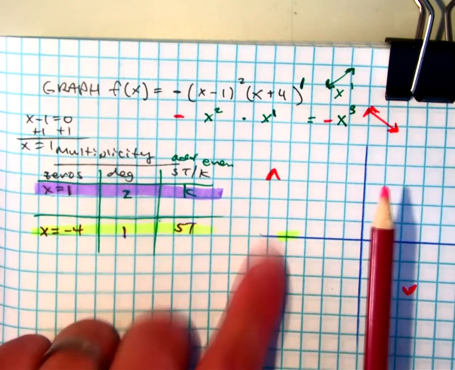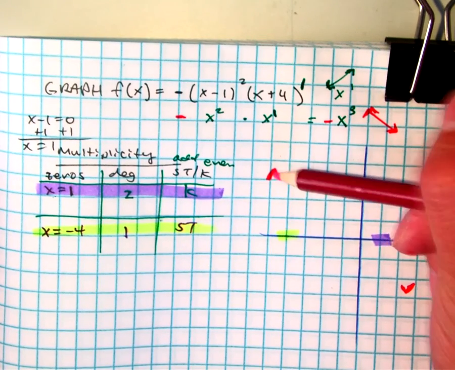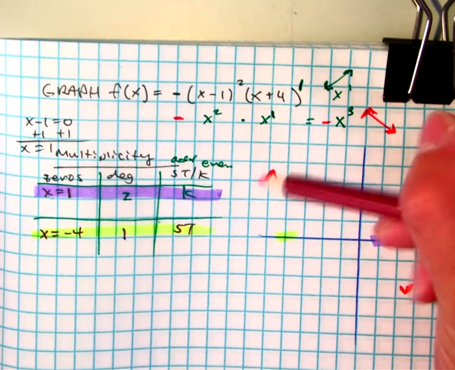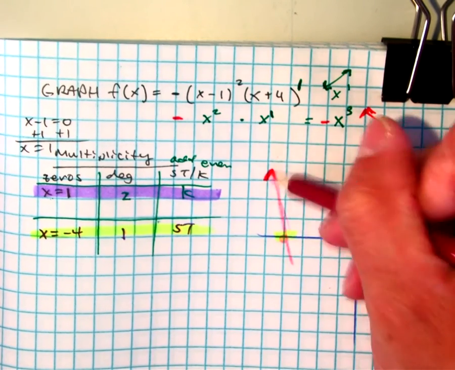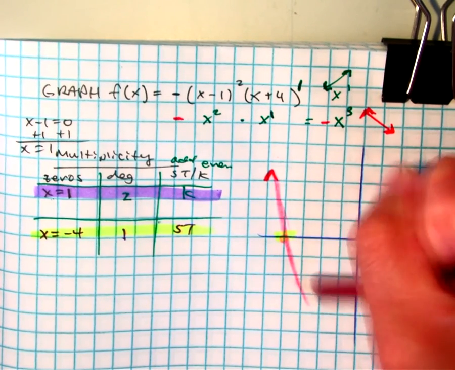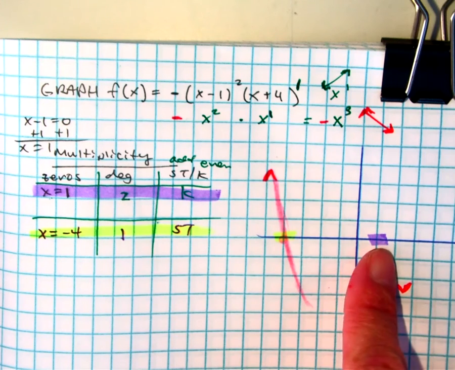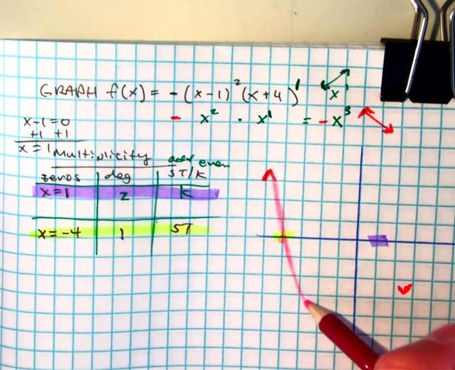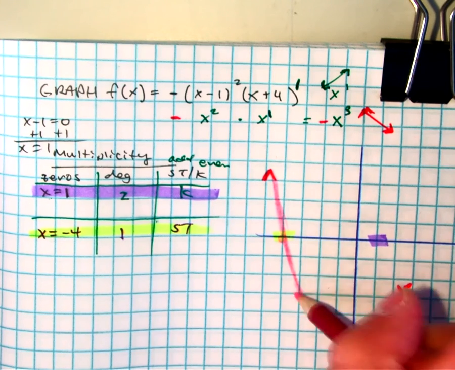Brooklyn, as I approach the yellow, what's going to happen there? We're going to shoot through. And then our next color is purple. Gustavo, what are we going to do there? Kiss. So we're going to kiss or bounce off.